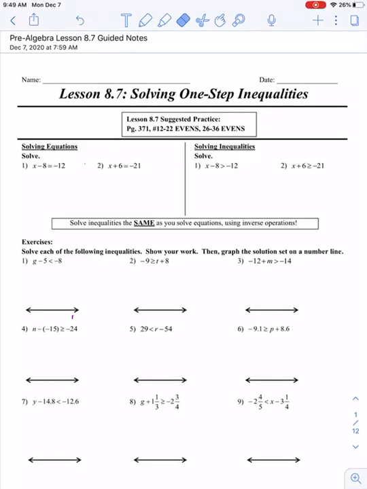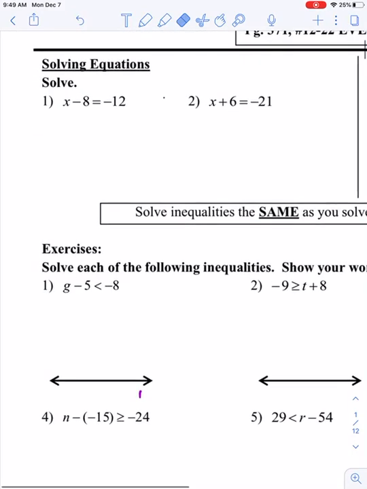Let's move on to lesson 7 in chapter 8, and we're going to solve one-step inequalities. You will notice many similarities to solving equations. Your answer just means something different. So in this first one here, x minus 8 equals negative 12. We would add 8 on both sides, and x would equal negative 4.